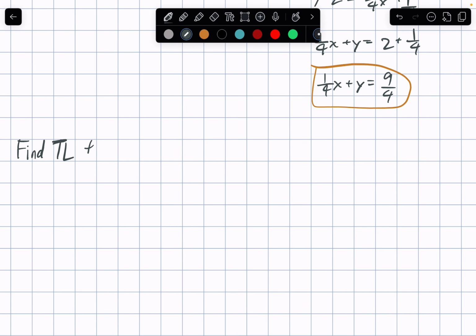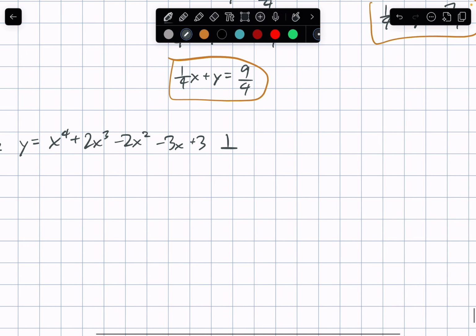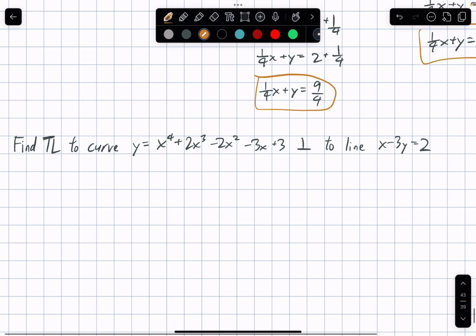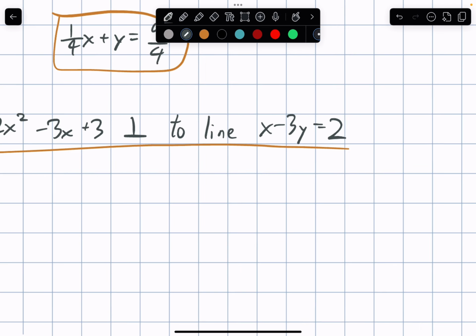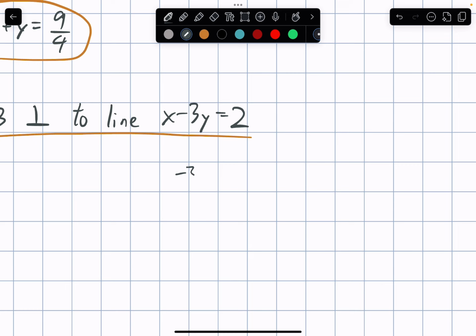So find the tangent line to the curve y is equal to x raised to 4 plus 2x cubed minus 2x squared minus 3x plus 3, perpendicular to the line x minus 3y equal to 2. So what's our first instinct? Find the slope of this line. So negative 3y is equal to negative x plus 2.